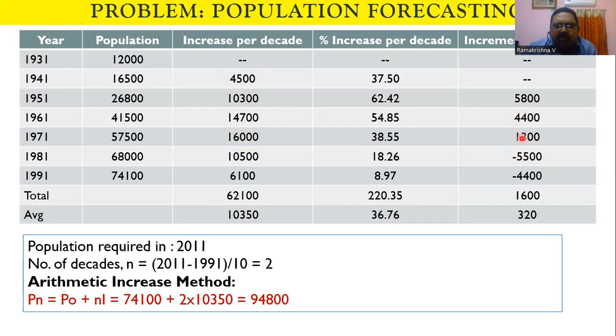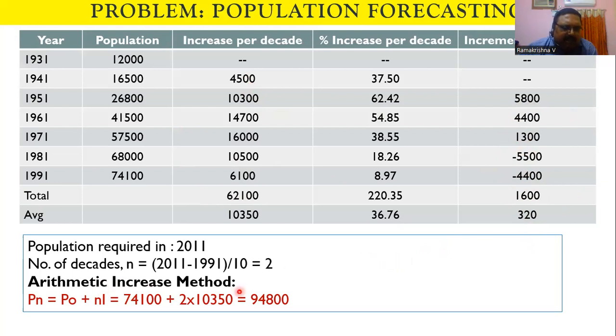All positive and negative increments in the decades we are writing here in the last column. Then we are taking the net value of the total, net positive and net negative, which is 1,600. How many entries? 1, 2, 3, 4, 5. So divide by 5, we get 320. Once we have all this data, the tabulation is ready. Now we are going for the calculation.